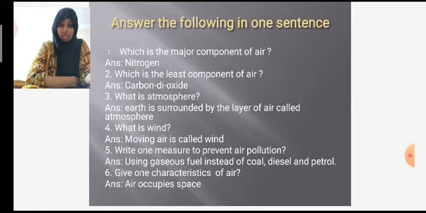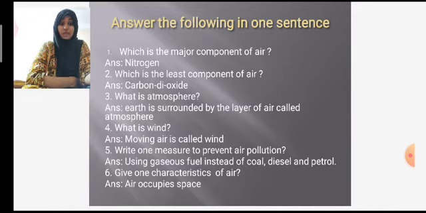We need to prevent air pollution. One measure is using gaseous fuels instead of coal, diesel and petrol. It prevents air pollution.